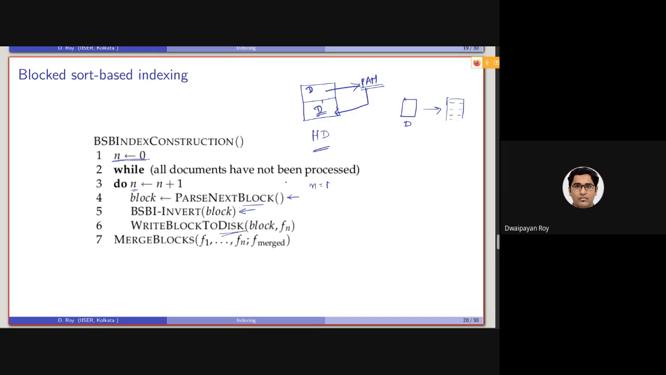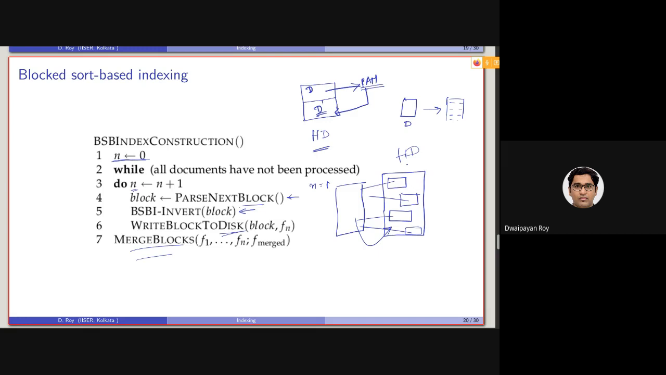We will be performing this one after the other for each block, and finally we will be merging the individual blocks that are stored in the hard disk. So in the hard disk, after line 6, we will end up with multiple blocks. This is one block, this is another block. Individually, they are all sorted. Finally, we need another function, merge block, which takes the individual blocks and sorts them into a large block. That will again be written back to the hard disk.